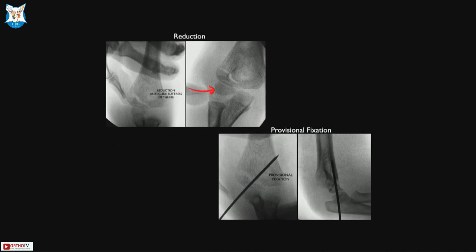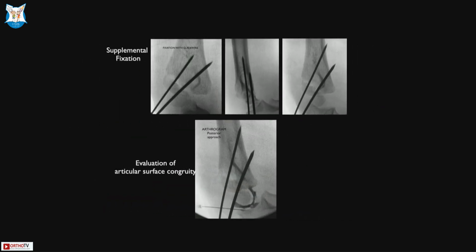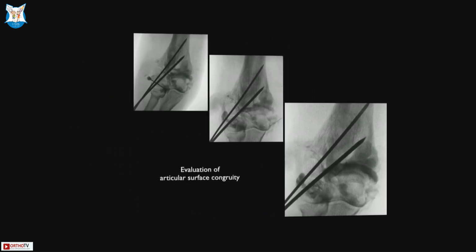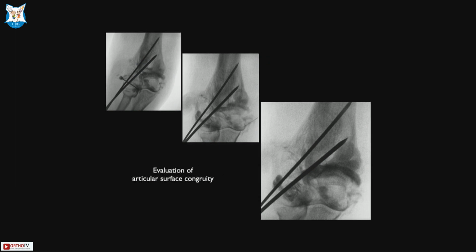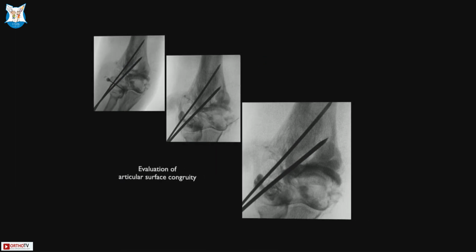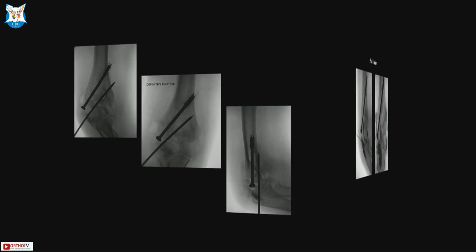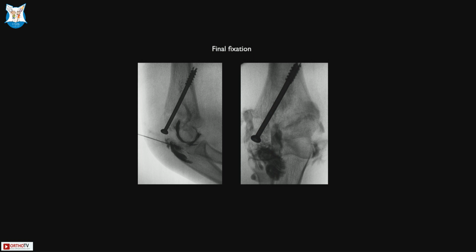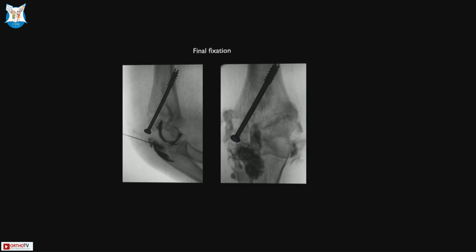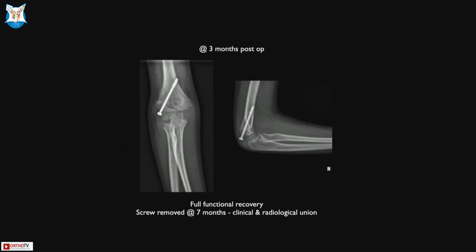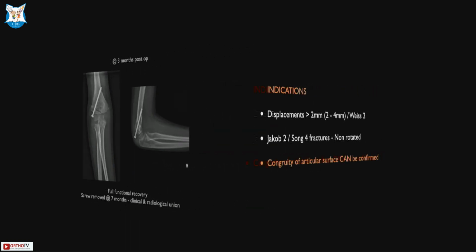Reduction is done, provisional fixation. So I just want to show you a different form of fixation. You can use a screw as well. Confirm through an arthrogram that the articular cartilage is intact. Fixation with a screw. Where you have a large metaphyseal fragment, you can put a single screw to hold it. Again, post fixation, you can see that the articular cartilage is intact. Full functional recovery, and the screw is removed at that stage.